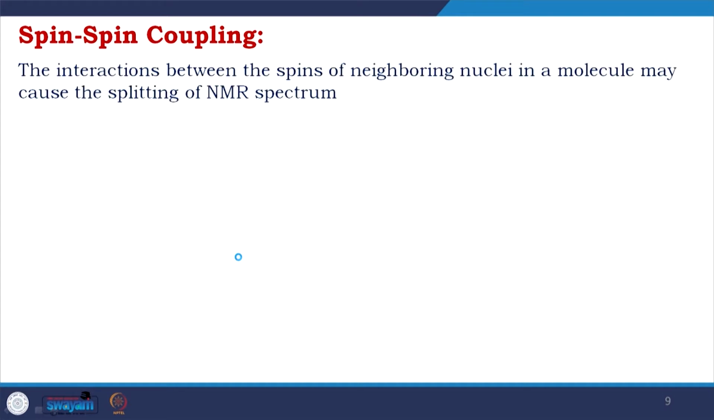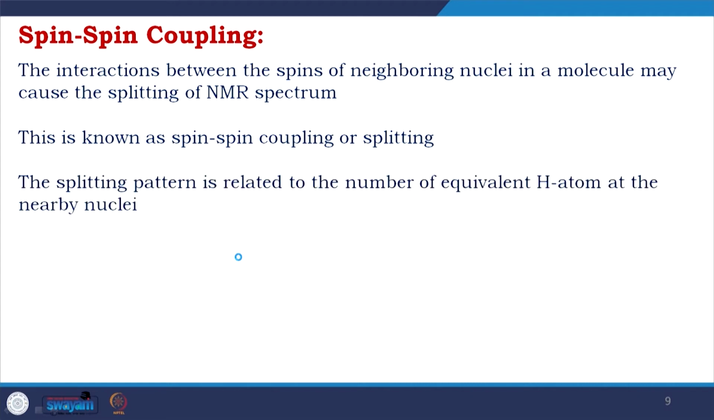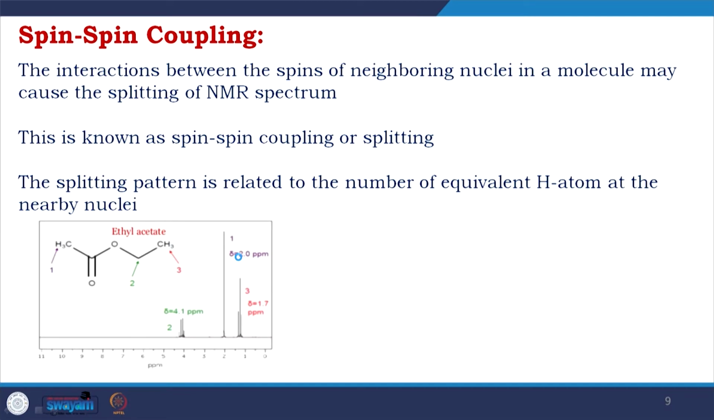So, spin-spin coupling: the interactions between the spins of neighboring nuclei in a molecule may cause the splitting of the NMR spectrum. This is known as spin-spin coupling or splitting. The splitting pattern is related to the number of equivalent hydrogen atoms at the nearby nuclei.